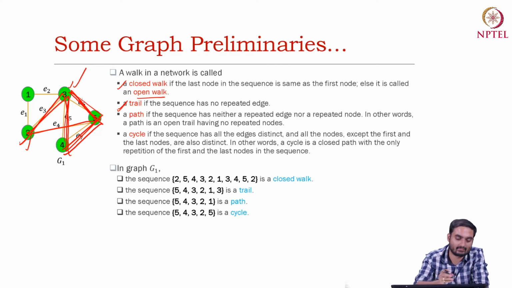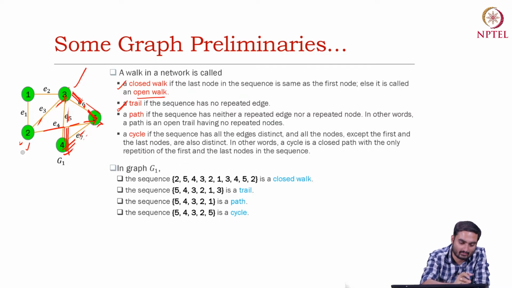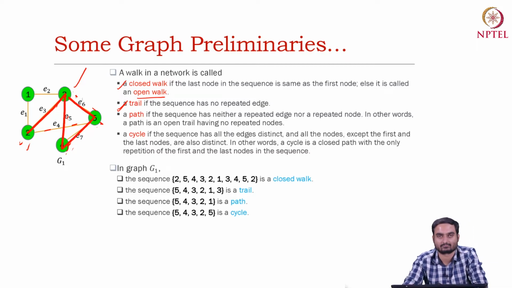Okay, there should not be any repeated edge, right? For example, you start from 3, then from 3 to 5, then 4 to 3, then 2. This is a trail, because here a node gets repeated but no edges are repeated. This is a trail. Now what is a path?